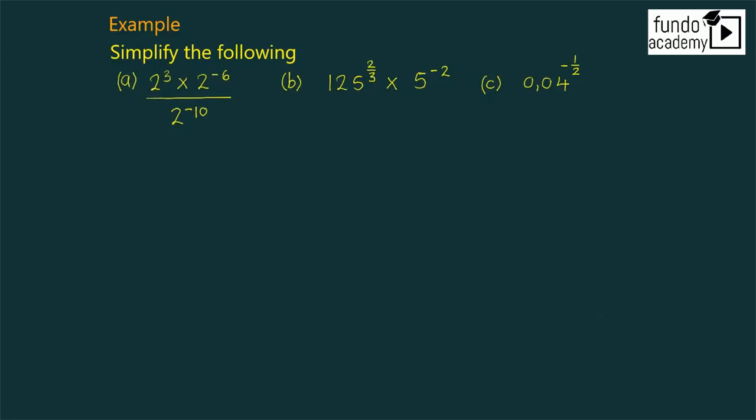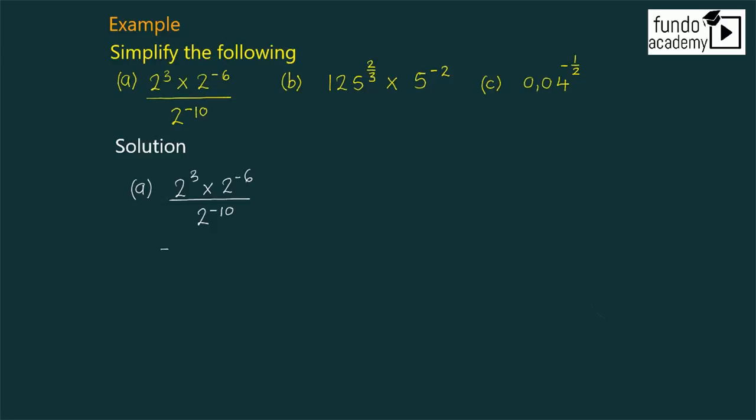Alright, so this is the solution. Let's start with part A. In part A we have 2 to the power of 3 multiplied by 2 to the power of negative 6, divided by 2 to the power of negative 10. Okay, so this is quite straightforward because we have the same bases. We can apply law 1 and law 2 quite easily right here.